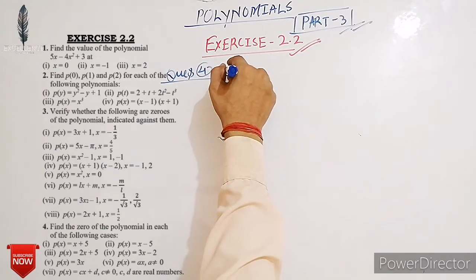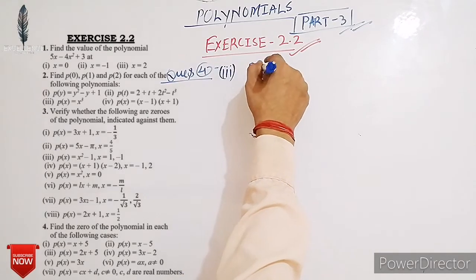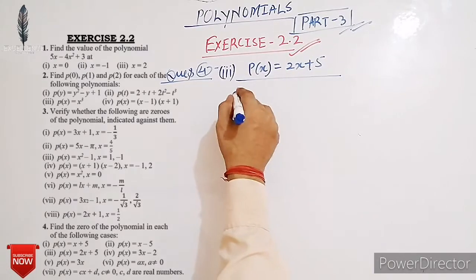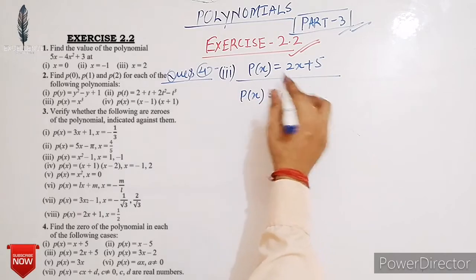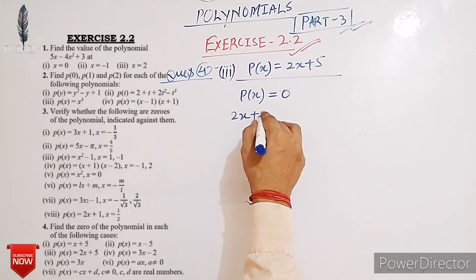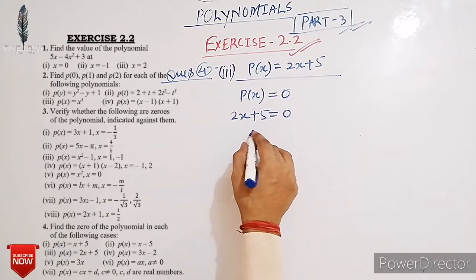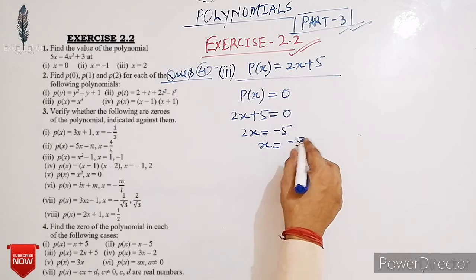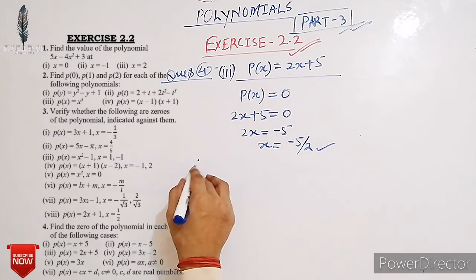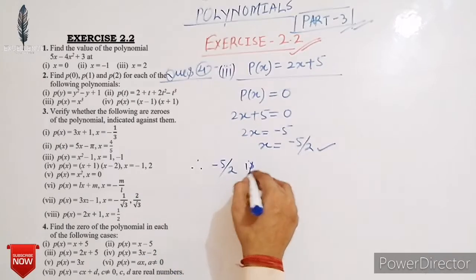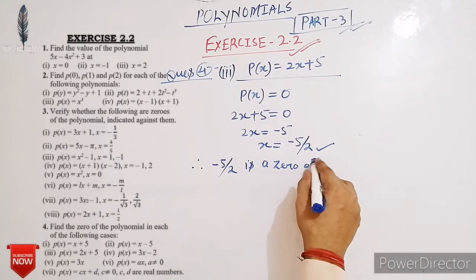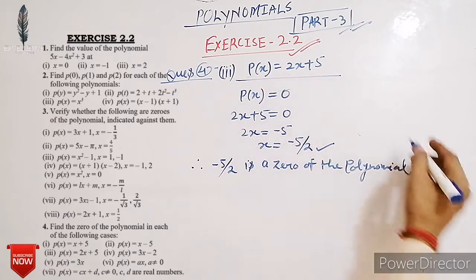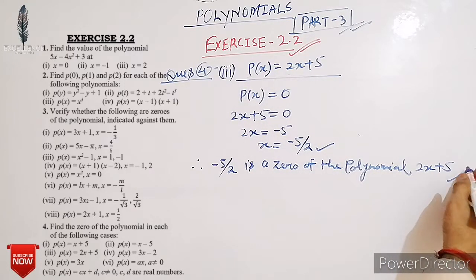Now P of x is equals to 2x plus 5. So here P of x is equals to 0. Here 2x plus 5 is equals to 0. Here 2x is equals to minus 5. Then x is equals to minus 5 by 2. Okay students. So minus 5 by 2 is a 0 of the polynomial 2x plus 5.